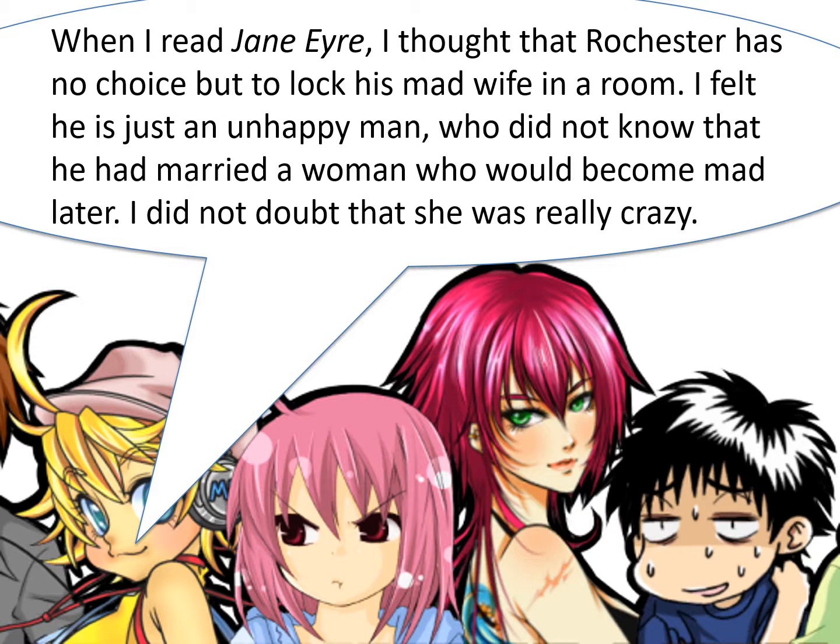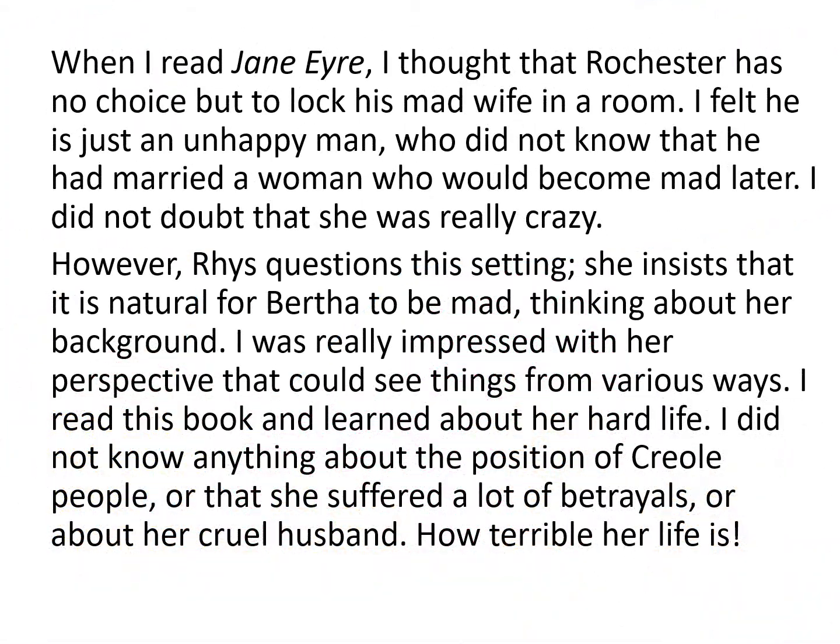So the kind of response that we get from students is that in Jane Eyre, they see Bertha as the baddie. The crazy lady who's locked up, and she prevents the good people from having their loving relationship and all of that sort of stuff. And that Rochester is just an unhappy man. He didn't know that he'd married somebody who was going to become mad. And as one student says, I did not doubt that she was really crazy. The student goes on to say, however, Rhys questions this setting. She insists that it's natural for Bertha to be mad, thinking about her background.